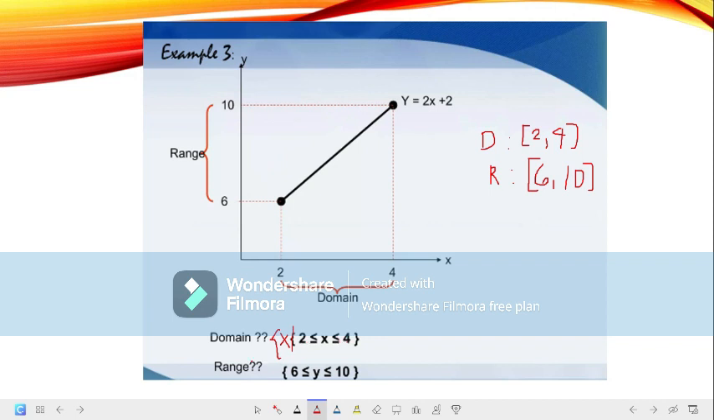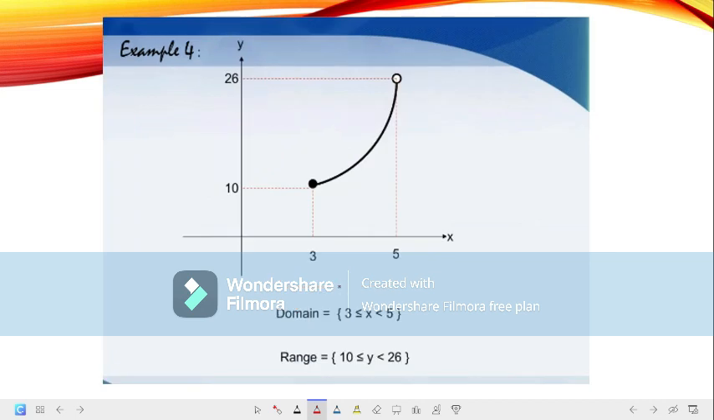Now let us proceed to the range. For the range, we have the set of all y's such that y is greater than or equal to 6 and less than or equal to 10. Okay, so this is how we're going to express our domain and range based on this graph. I hope that still everything is clear so far. Now let us proceed to the next.